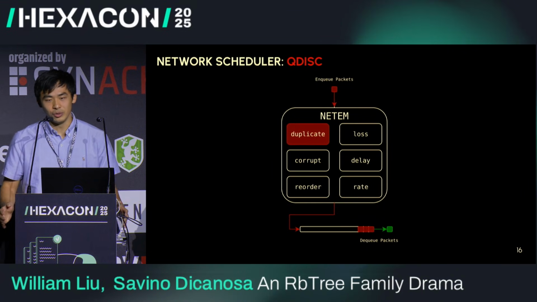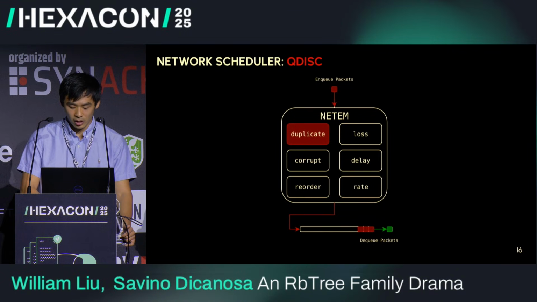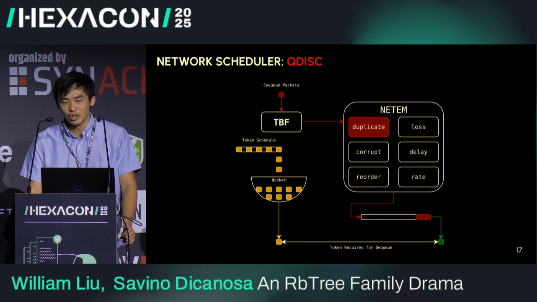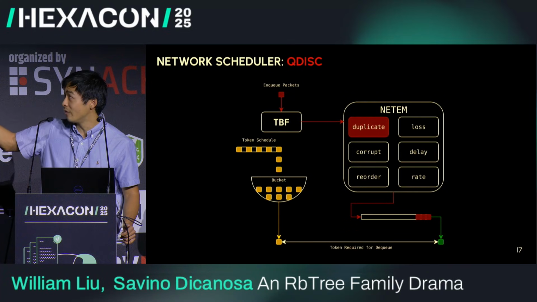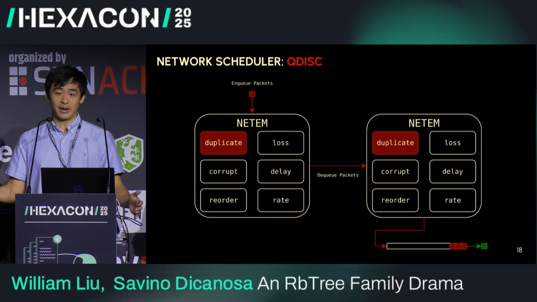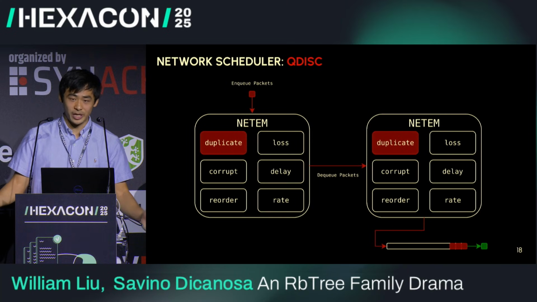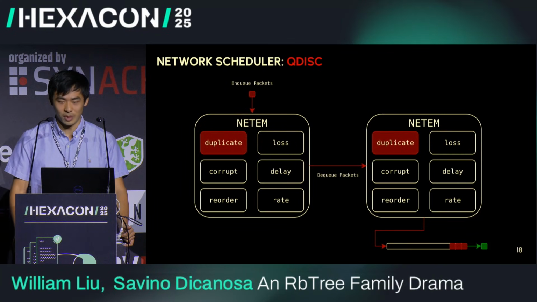Now, all these individual qdiscs make pretty good fine-grained control for how packets enter and leave. But in netdev, you can also chain them together for more fine-tuned behavior. So in this case, you have a TBF parent with a netem child, or a netem parent and a netem child. And if you enable duplication on both of them, you actually get a network DoS that took us about 2 months to fix.